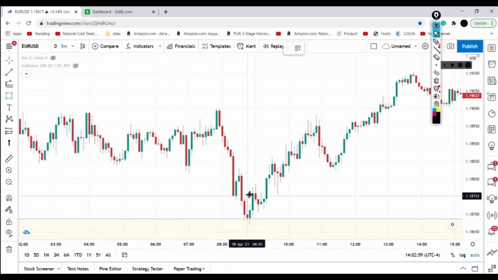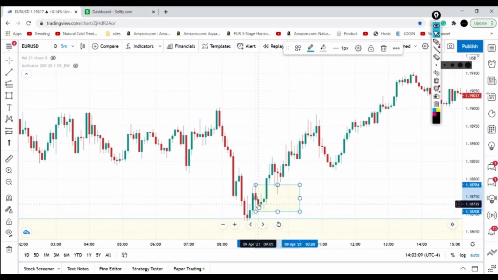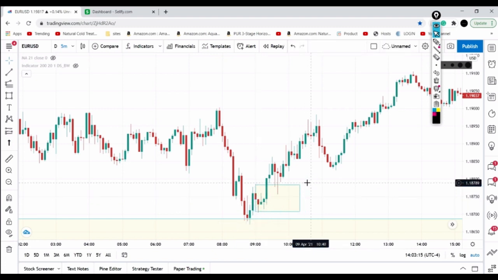Now notice how I'm drawing my zone. I can draw my zone from this swing high all the way down to this candle right here, or this candle, whatever the case is. Now, the reason why is because sometimes price will come to the swing high and just bounce. So it's up to you what you want to do, how you want to get in.